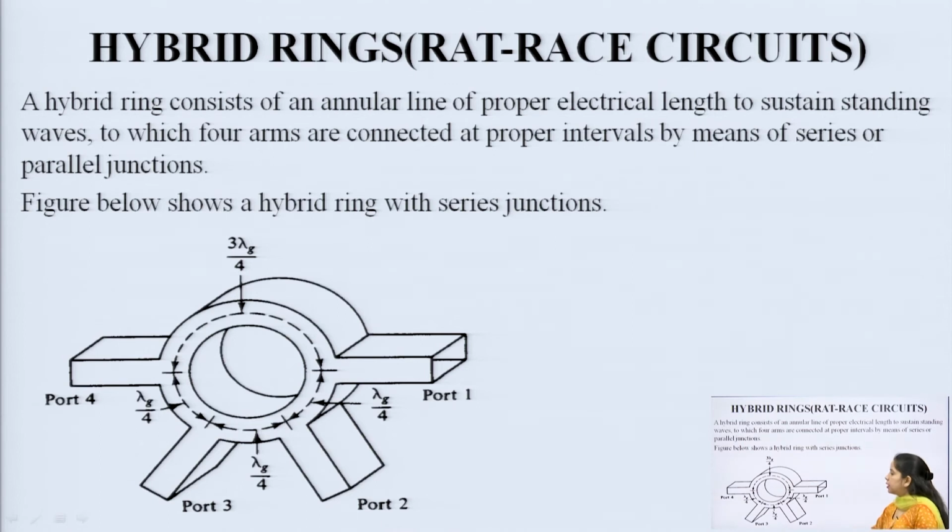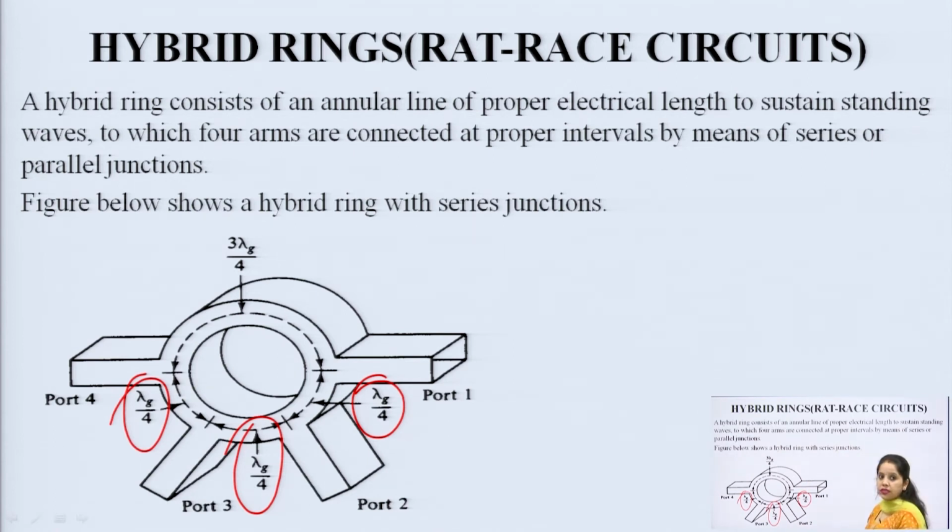So, four arms are connected: 1, 2, 3 and 4. The four arms are differentiated from each other by a particular length. For example, port 1 and port 2 are separated by lambda g by 4, port 2 and port 3 by lambda g by 4, and port 3 and port 4 by lambda g.